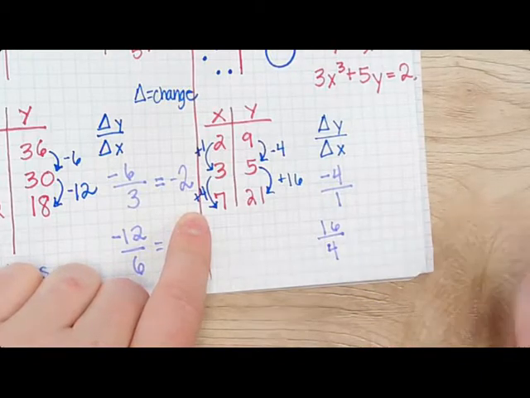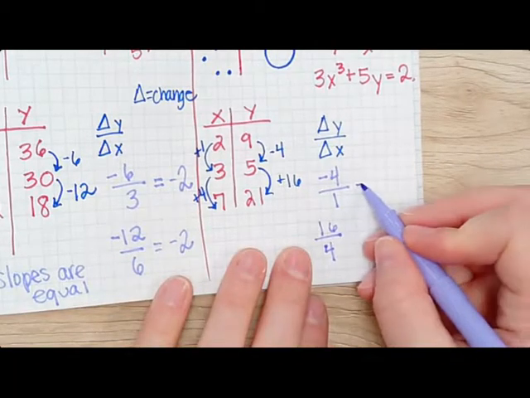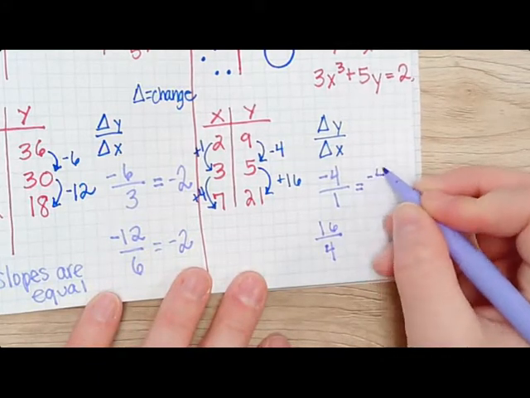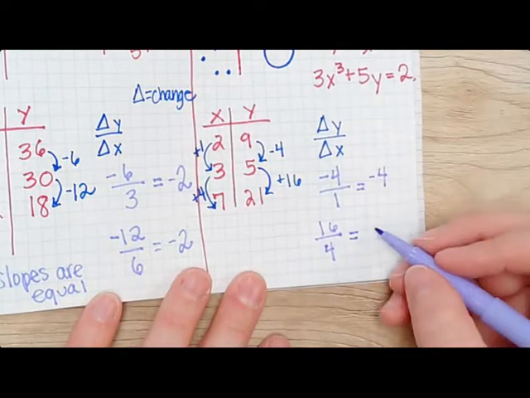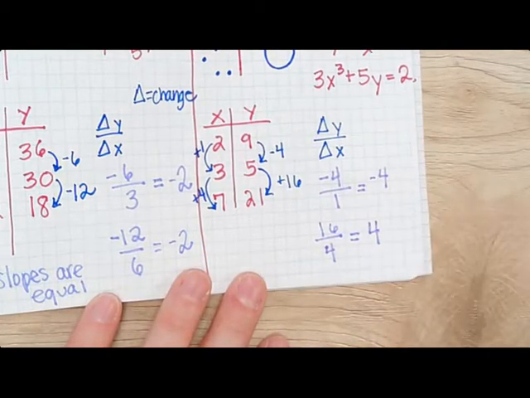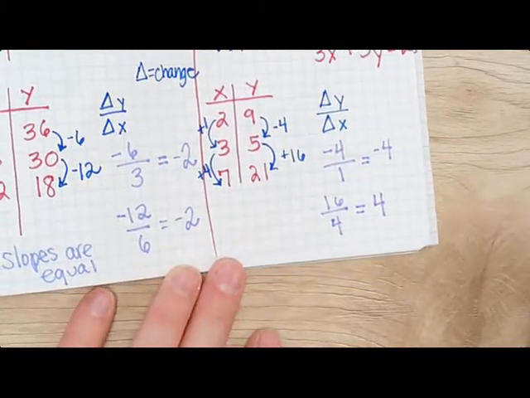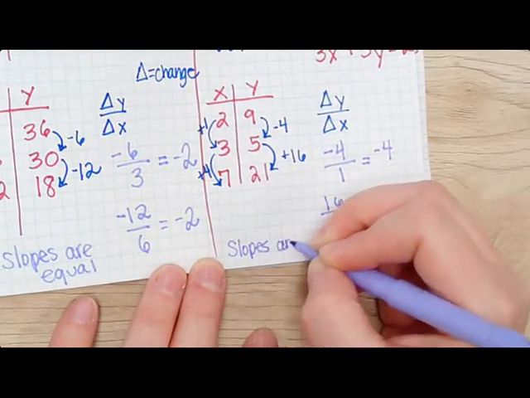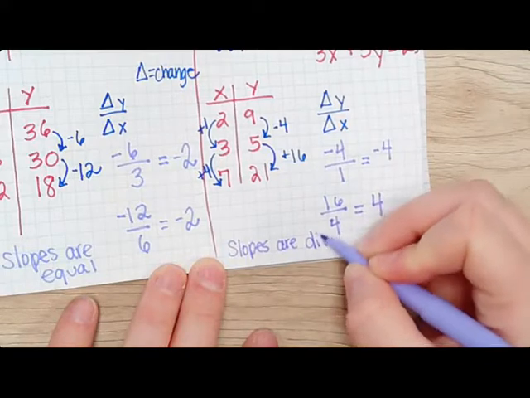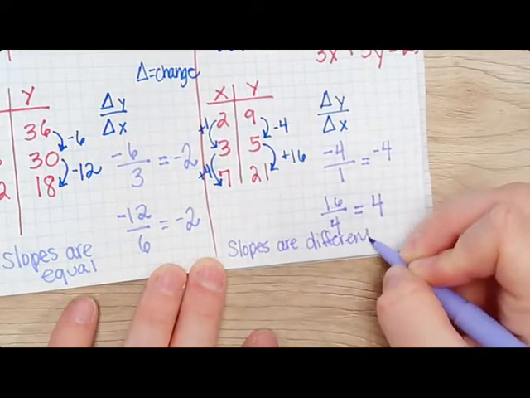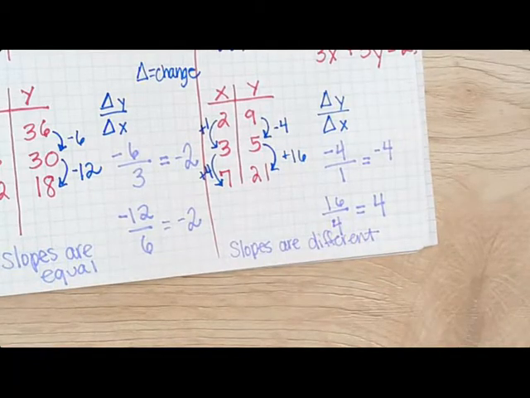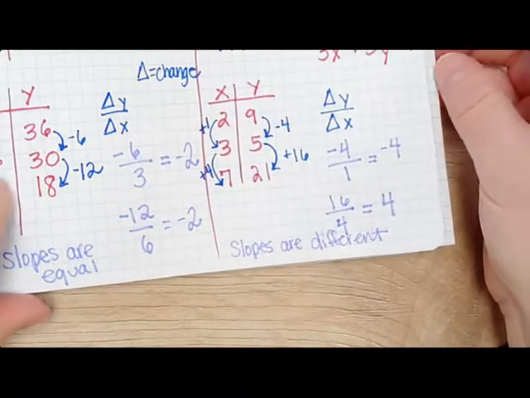We need to see if these are the same, so we need to divide them or simplify it. Negative 4 over 1 is negative 4. 16 over 4 is 4. Are they the same? No. Slopes are different. Do y'all remember the word slope? Because we did it over here. Slopes are equal. Slopes are different here. Okay, so this is characteristics of a linear function.